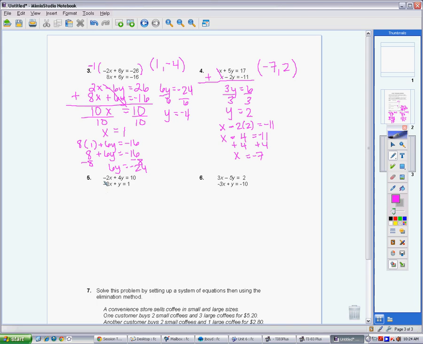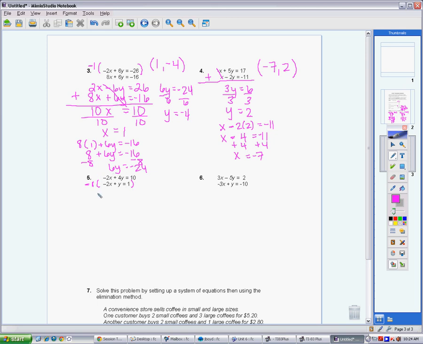Number 5. If I add my x's together, I'm going to get negative 4. If I add my y's together, I'm going to get 5. Remember, the key here is I want to get one of those variables to equal 0. Well, these two are the same. I just need to have one of them positive instead of both of them negative. So I'm going to multiply the bottom equation by negative 1 to change the sign.